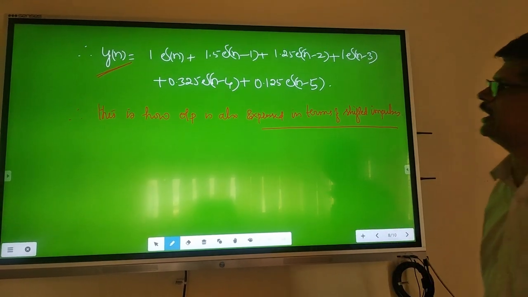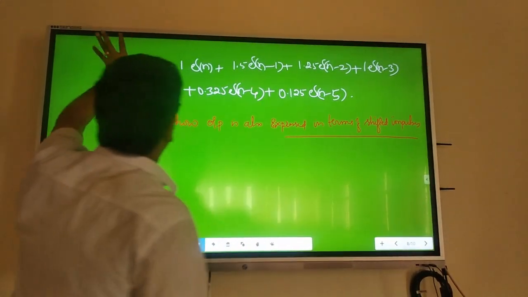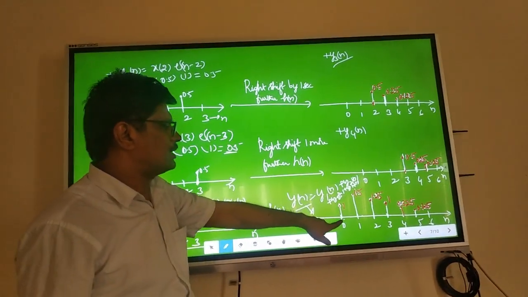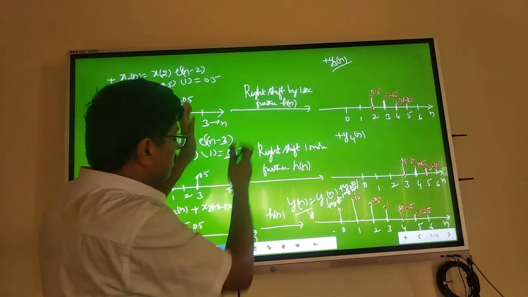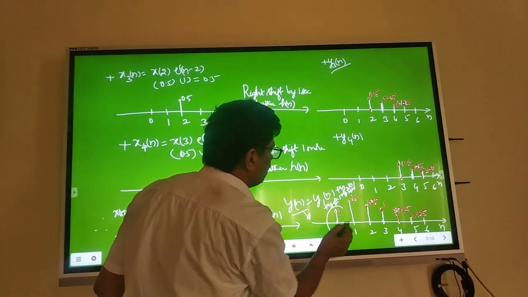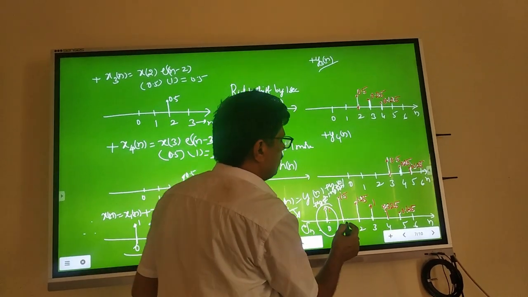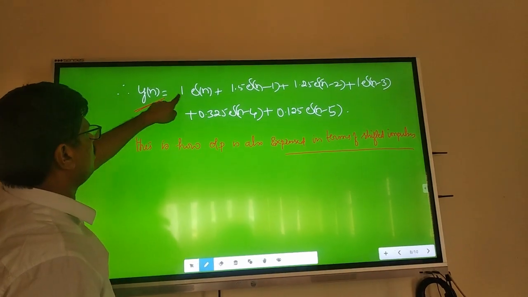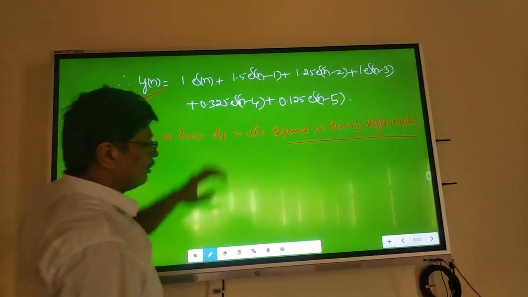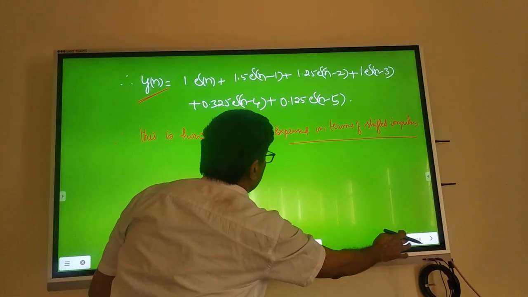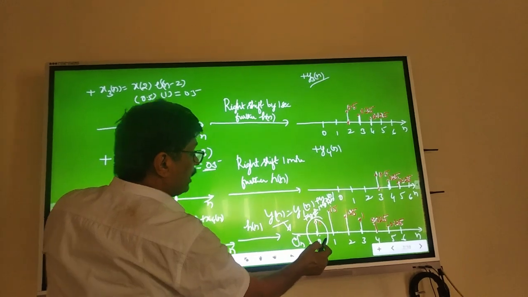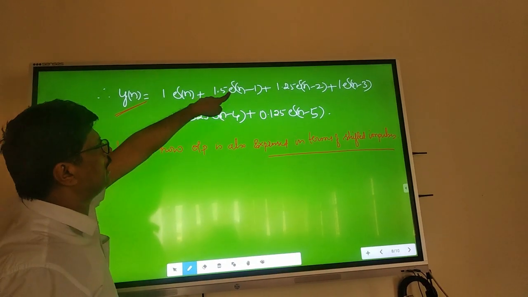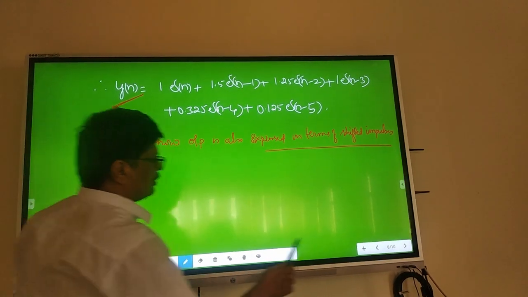Therefore, we can write this y of n in the end as 1 into delta n. At 0, what is the impulse? In terms of impulse, I am writing. At 0, it is delta n into 1. At 1, what is the impulse? It is delta n minus 1 into 1.5. That's 1.5 into delta of n minus 1.